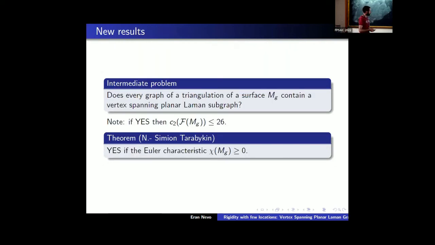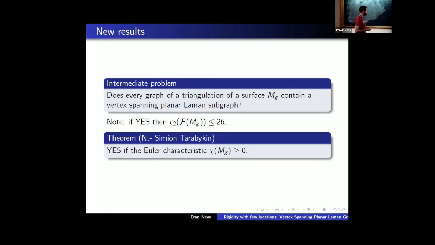Okay, so an intermediate problem: we try to rigidify the graphs that triangulate surfaces in R3, but it's easier to rigidify them in the plane. So let's try to do that with some bounded constant number of locations. And a way to do it is, if the answer is yes to the following question: does every graph of a triangulation of the surface of genus G contain in it a vertex-spanning planar Laman subgraph? Because if so, then this subgraph by Király can be rigidified in the plane using only 26 locations. That would solve the problem.